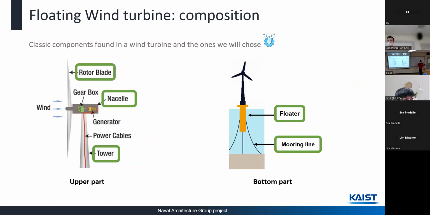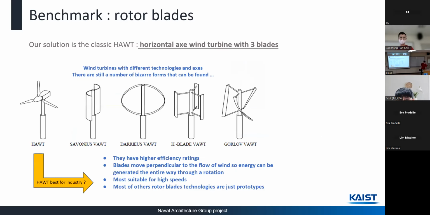And concerning the wind turbine, there are different elements: the rotor blade, the gearbox, the nacelle, the generator, the power cables, the floater, and the mooring lines. For our study, we'll focus on the part circled in green. And now I will introduce the rotor blade.